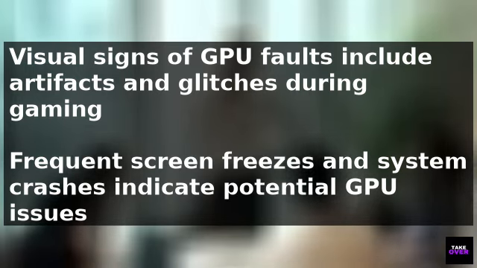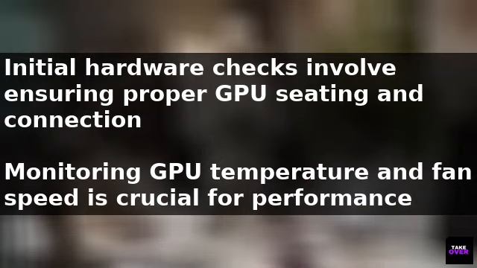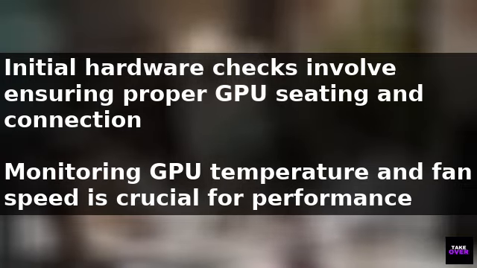If any of these signs are noticeable, conducting an initial hardware check is the next step. This involves ensuring the GPU is properly seated in its PCI slot, as a loose connection could be the issue. Additionally, monitoring the GPU temperature and fan speed is crucial, as overheating can damage the GPU and affect its performance. Software like HWMonitor can be used to track the GPU temperature and fan speed. If the GPU is running hot under heavy load, it may indicate a problem.